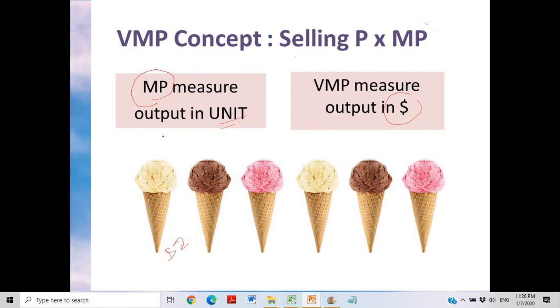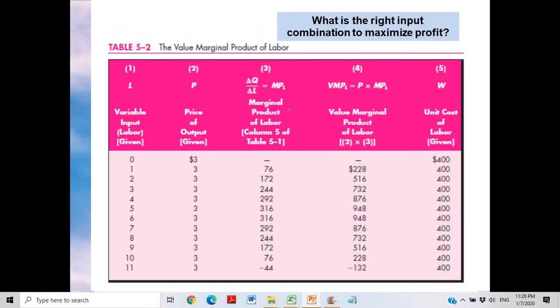So that's why we have to transform the marginal product into a value, in dollar form. To see the concept more clearly, let us look at this table. We have here the variable input, the price, the marginal product of labor, the VMP, and the unit cost of labor.